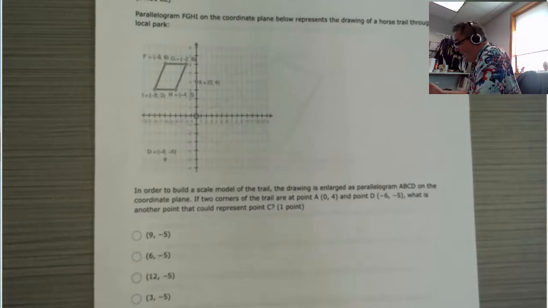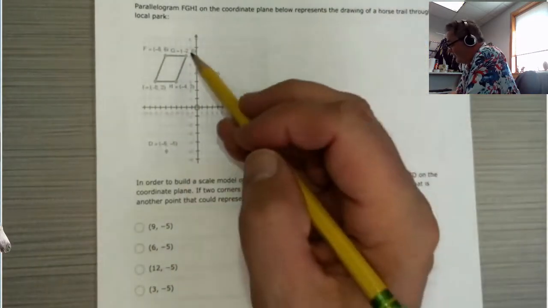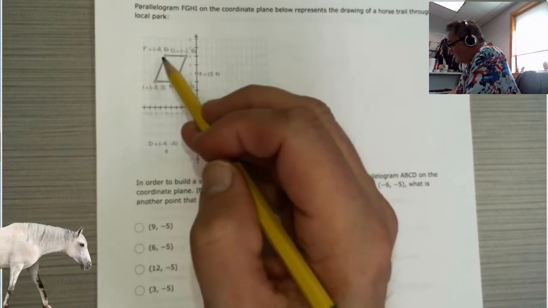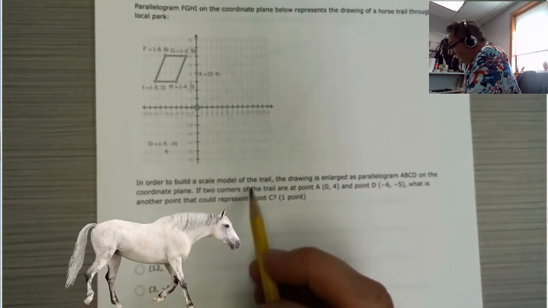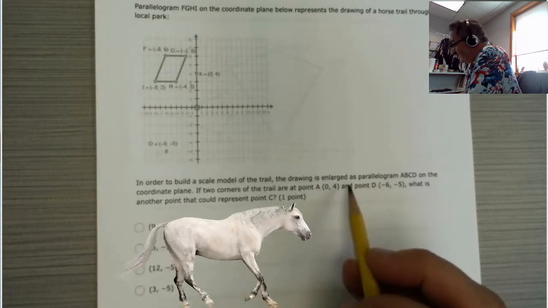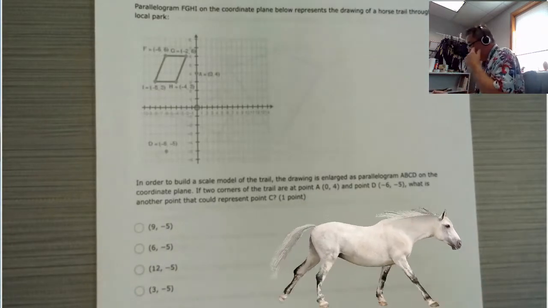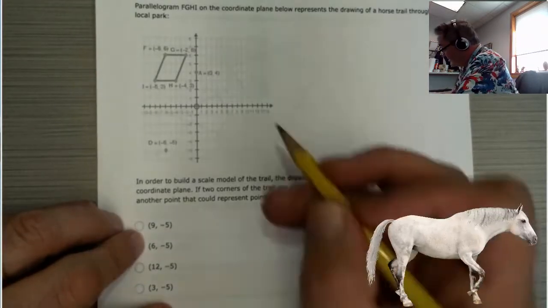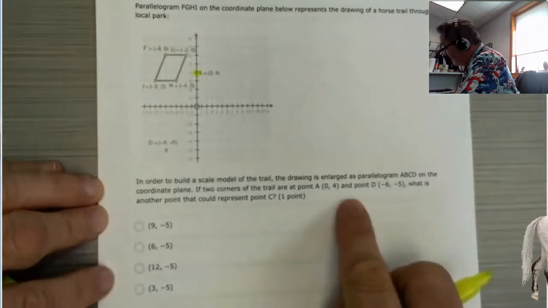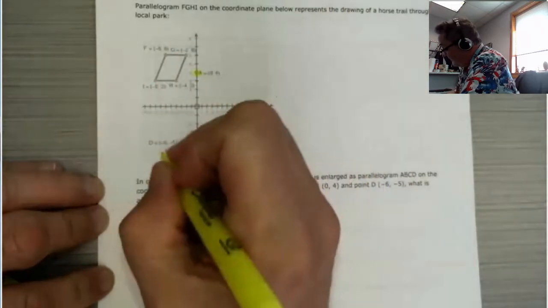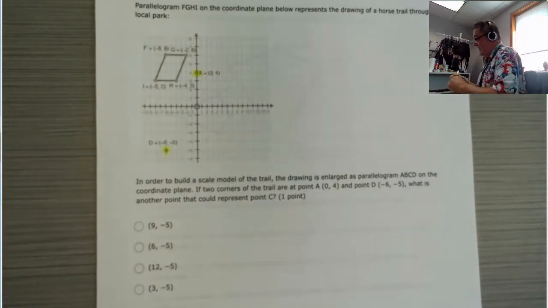Okay, parallelogram FGHI on the coordinate plane represents the drawing of a horse trail through a local park. Making some sharp corners and some other ones. In order to build a scale model, the drawing is enlarged as parallelogram ABCD on the coordinate plane. If 2 corners of the trail are at point 0, 4, so here's 0, 4. It's right there, and negative 6, negative 5. What is another point that can represent C?